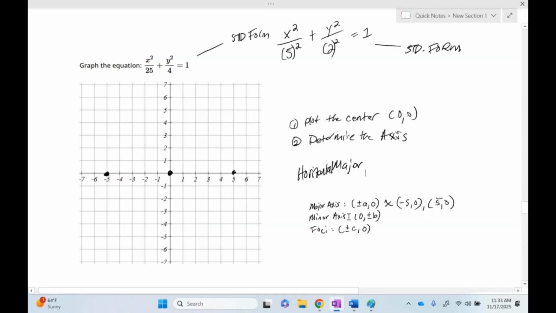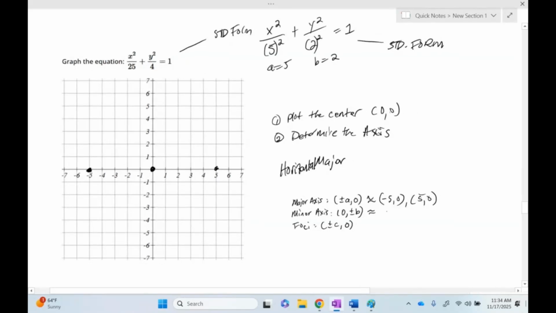Now I just want to plot the minor axis. So it's 0, plus or minus b. So from my model form, a is 5 and b is equal to 2, right? So that means the minor axis points are 0, -2 and 0, +2.